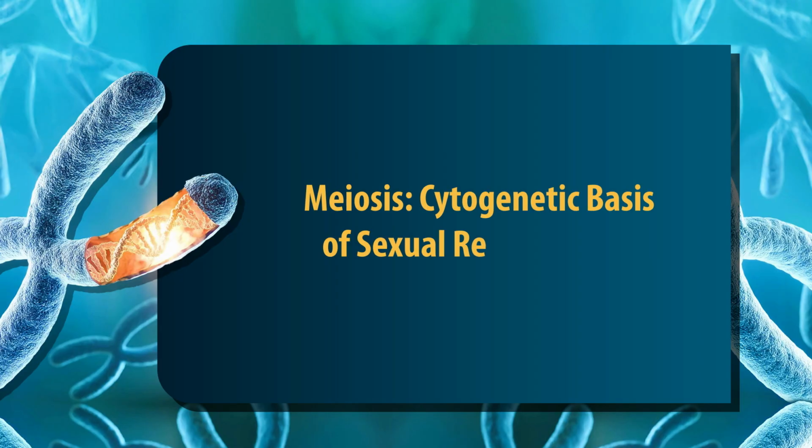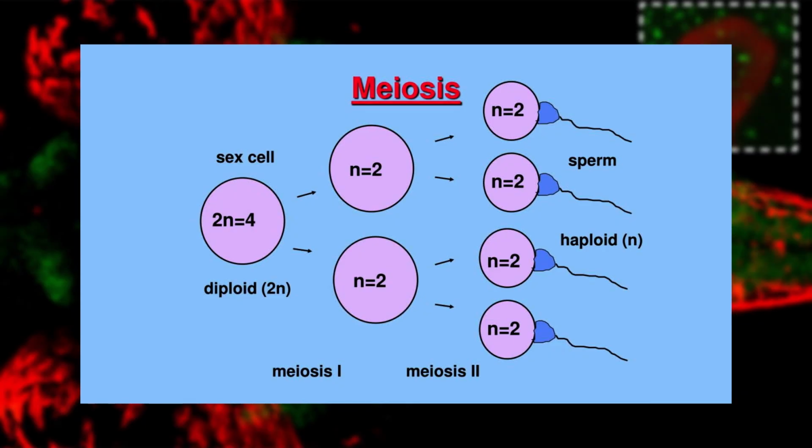Now, we will be discussing meiosis, the cytogenetic basis of sexual reproduction. Meiosis is a specialized cell division in sexually reproducing organisms, reducing the chromosome number from diploid, which is 2n, to haploid, which is n, to form gametes, which are the sperm and the eggs. It involves one DNA replication followed by two divisions, meiosis 1 and meiosis 2, ensuring genetic diversity for reproduction.